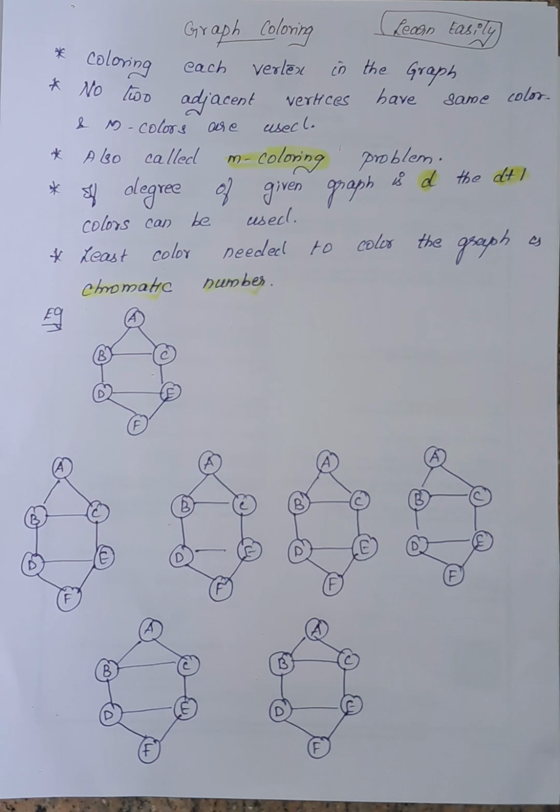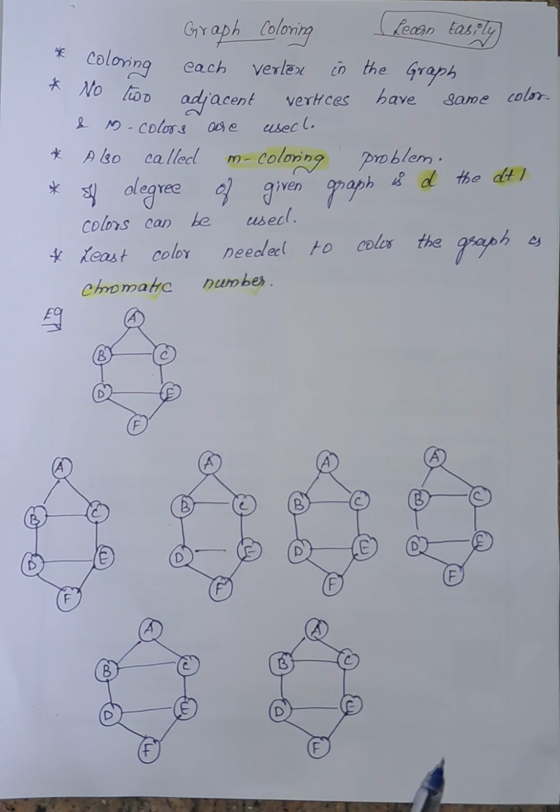So we have to use M colors. M in the sense it may be 2, 3, 5, depends upon the vertices which are present and how they are connected with each other. This is also known as the M coloring problem. M coloring means the M represents the N, how many colors we are going to use.